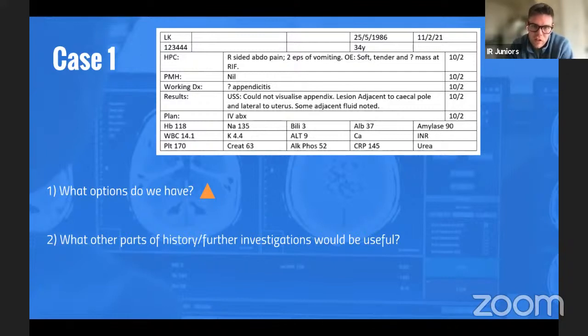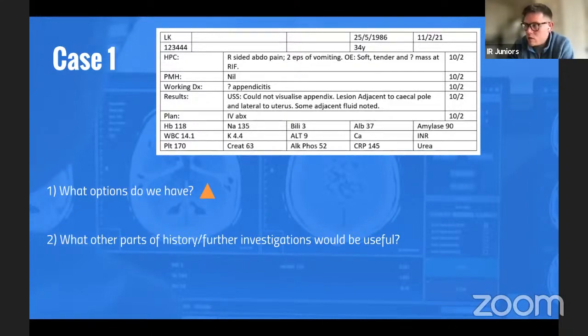Quick look at the bloods. I think the important thing here is to realize as an F1, you're going to be faced with a lot of information, and some of it's relevant, some of it's not so much, but it's always going to be there in front of you. So it's about extracting the most important points. So we've done an ultrasound abdomen here. This is a relatively young patient, 34 years old.